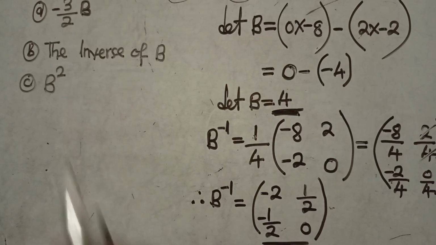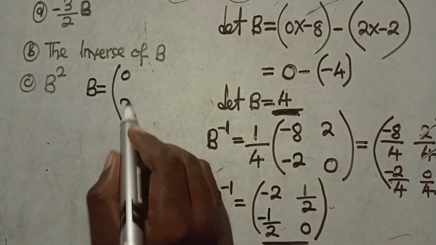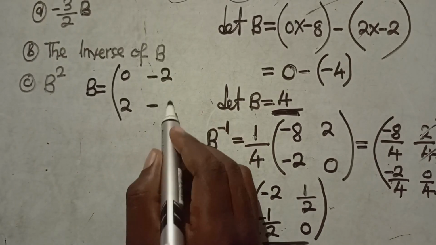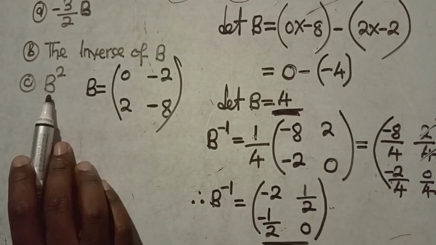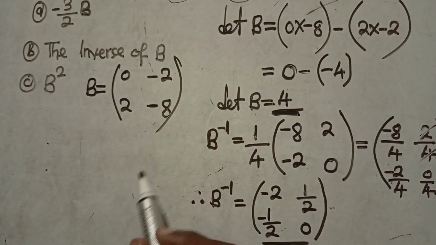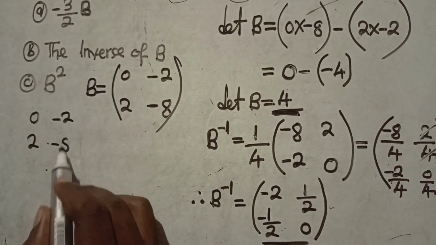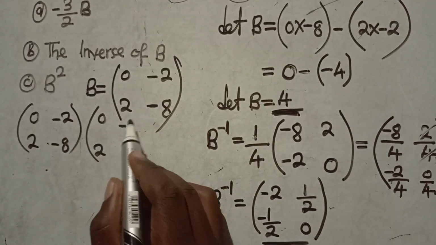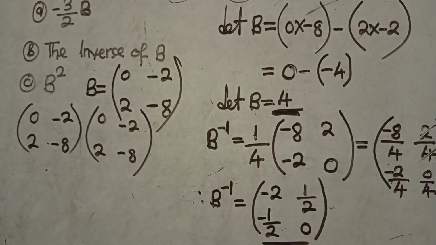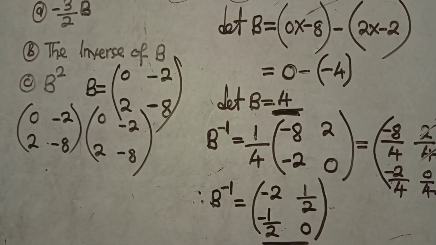Let us now move to this other one. We move now to the next question. Matrix B, you know that B is equal to matrix B 0, 2, negative 2, negative 8. This is what we are having. So meaning that when we say B squared, we repeat this twice. So this is 0, 2, negative 2, negative 8. We repeat this. So the 0, 2, negative 2, negative 8. This is what we are doing. Then we multiply now. We want to find a single matrix.